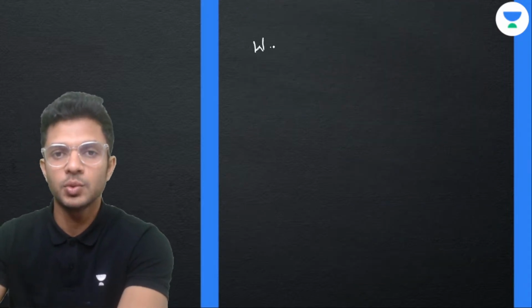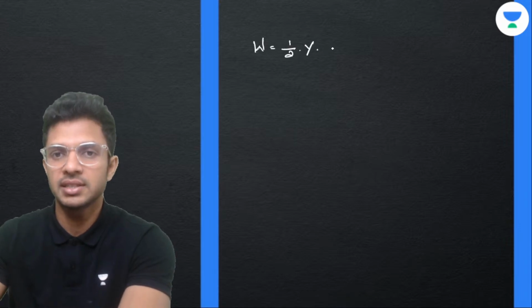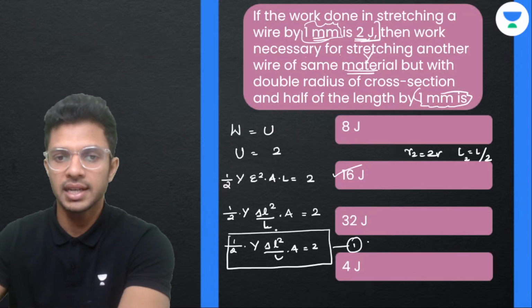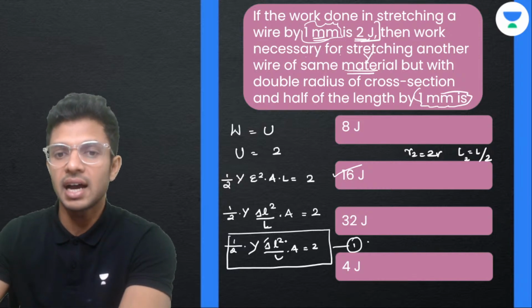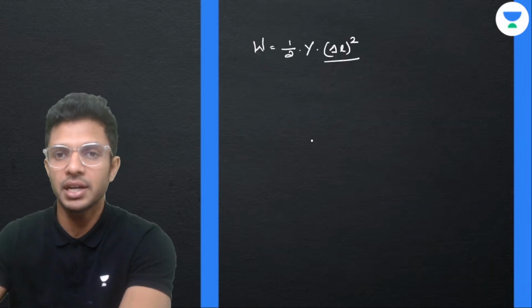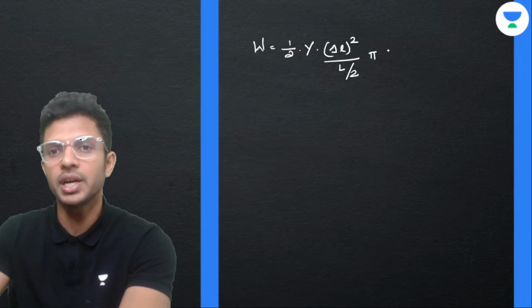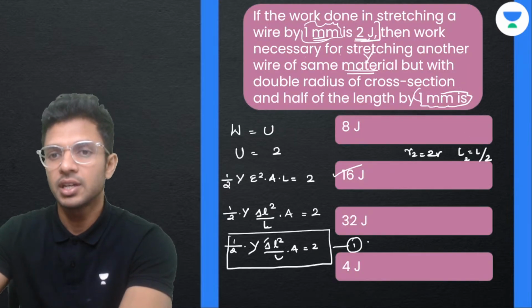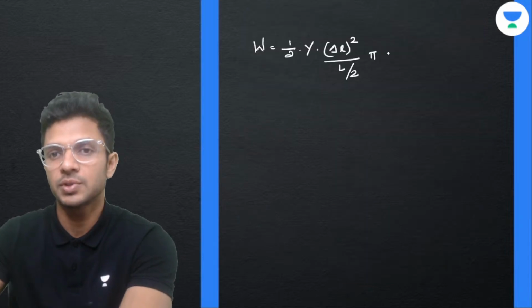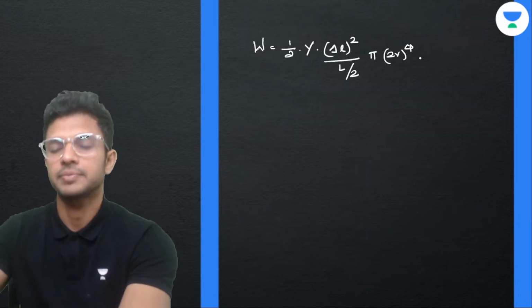ठीक है. So writing the new work done is equal to, what was the formula? Half Young's modulus, it's the same. Delta L the whole square वो भी same. देख ले, half Young's modulus delta L square by L length. अरे the current value of length is half L or half times L by 2. So I'm going to write it as L by 2 into area is pi, the new radius square. New radius कितना है? New radius is 2 times the initial. So this is 2r the whole square.